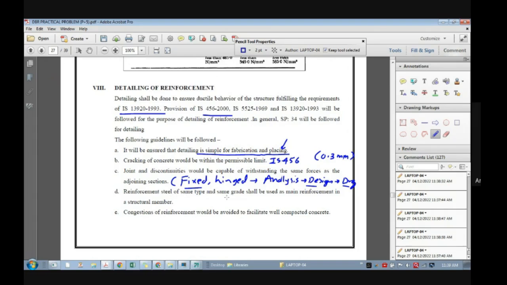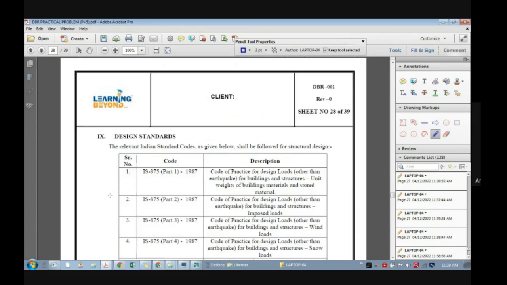Reinforcement steel of the same type and same grade shall be used for main reinforcement. Generally nowadays we use 500 grade for all the steel, stirrups and main steel both.